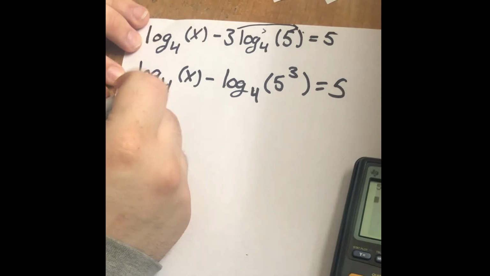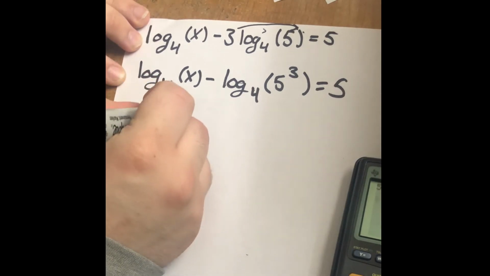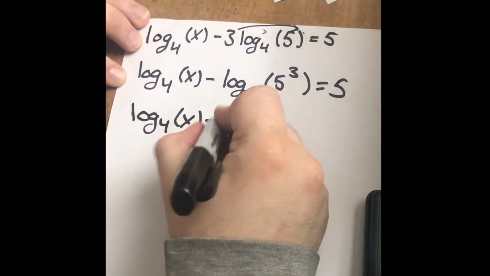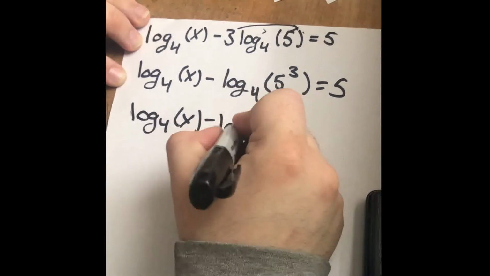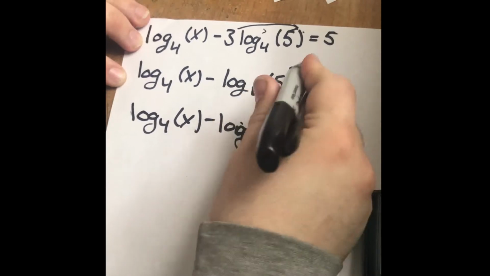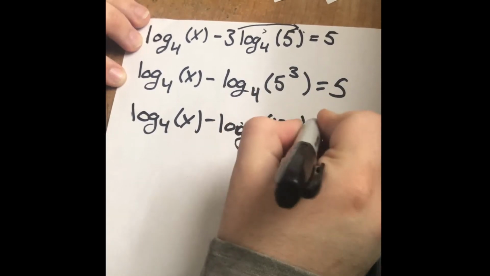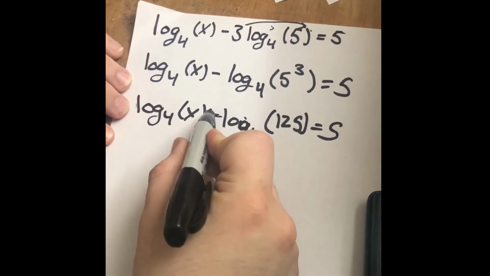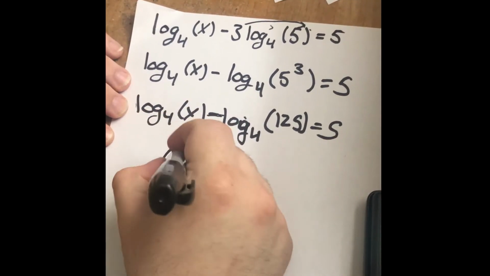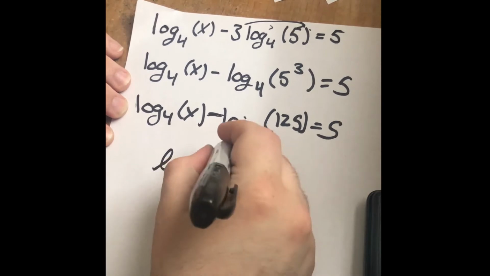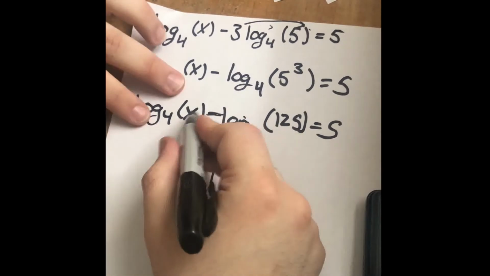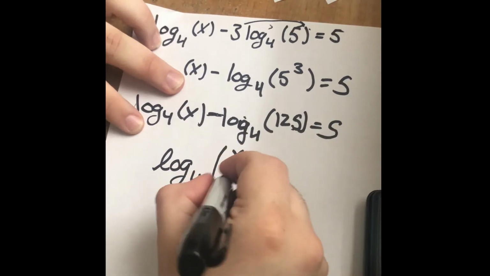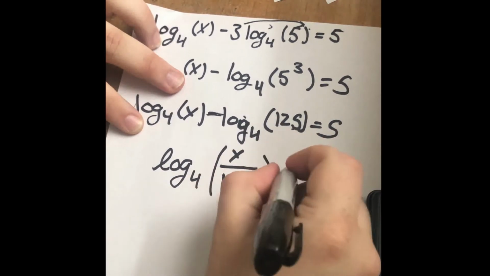So I'm going to take, just to clean it up a little bit, I'm going to go log base 4. 5 to the 3rd is 125. And since this is a subtraction sign, I'm going to condense these two by division, right? So that becomes x over 125.